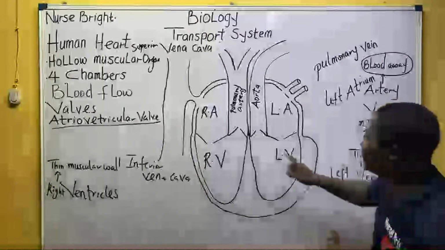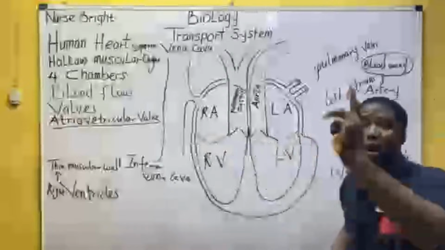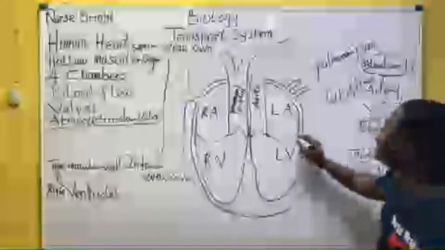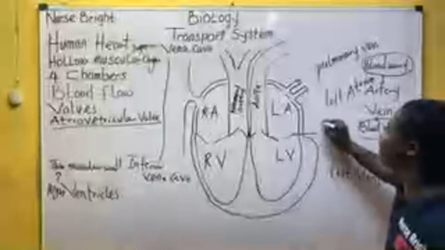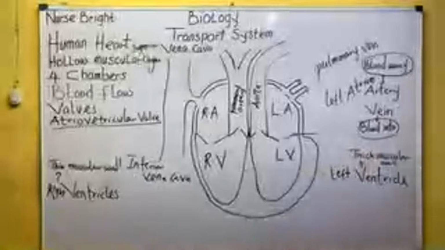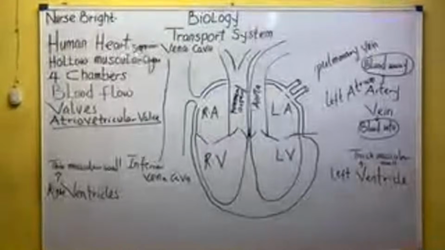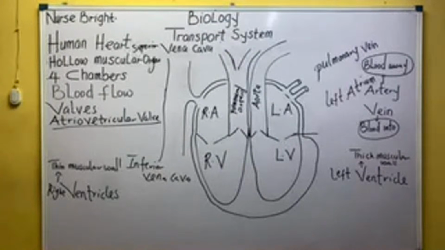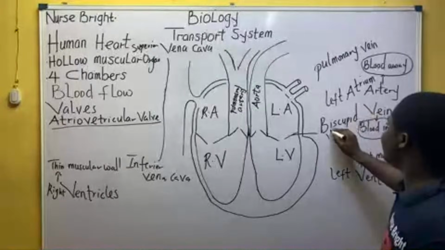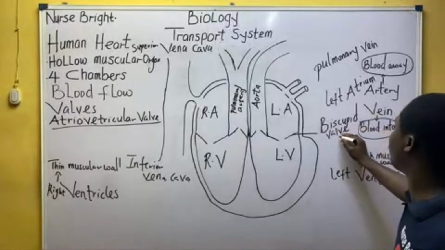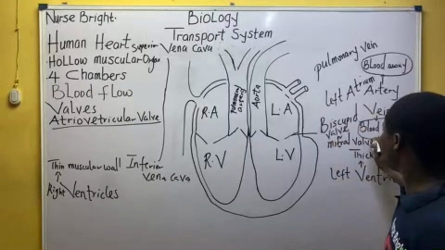We have different valves of the heart, but first we have two of them: an atrioventricular valve on the left side of the heart and one on the right side. What is the one on the left called? It is called a bicuspid valve. If you don't call it a bicuspid valve, you can simply call it a mitral valve. I'm going to explain why it's called that.